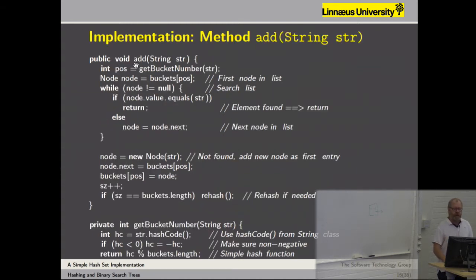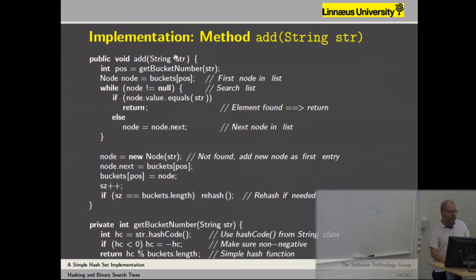So when we are adding a string to our hash set here, we start by asking, give me the bucket number. The bucket number asks the string, what is your hash code? It makes sure that it is a positive number. If it is less than zero, I switch sign. And then I just use the simple hash function, modulo the bucket length. This will always give a number that is inside the array of buckets. Okay?